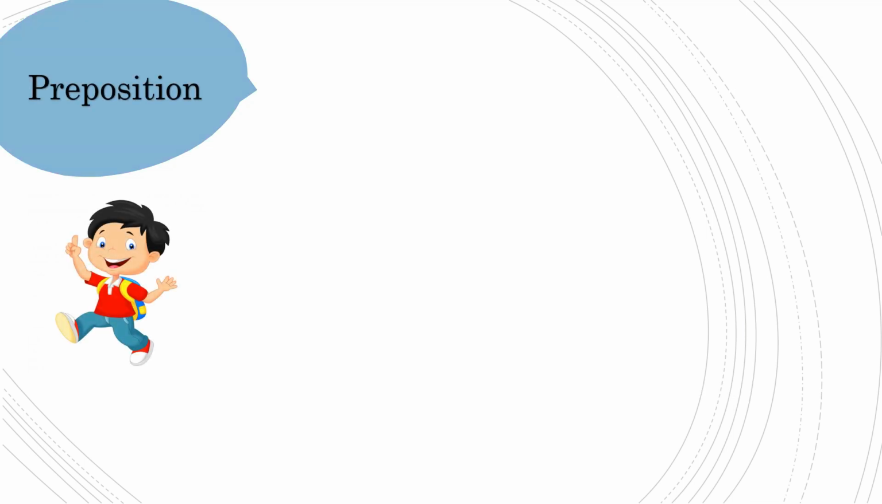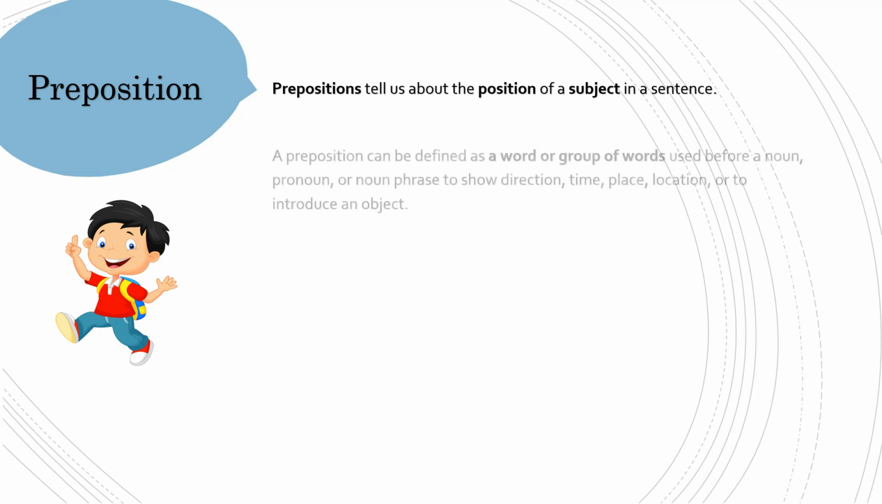Preposition. Prepositions tell us about the position of a subject in a sentence. A preposition can be defined as a word or group of words used before a noun, pronoun, or noun phrase to show direction, time, place, location, or to introduce an object.